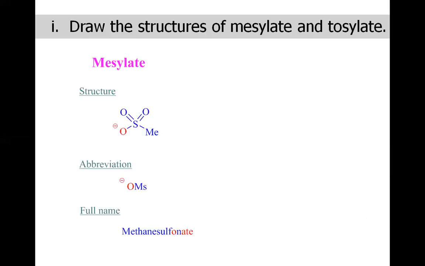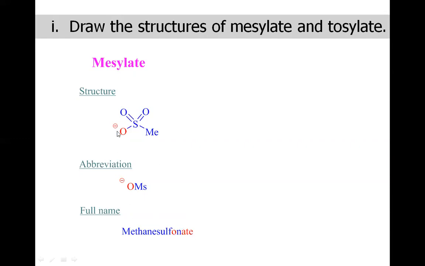First, we have to draw the structure of mesylate and tosylate. So this is the structure of mesylate, where we have this methyl and this sulfur, double bonded oxygen, and single bonded oxygen, and there is an anion, because this is the mesylate anion, with the letters ATE. We already know that this must be the anion, and this mesylate is abbreviated as OMs, and the full name for the mesylate is methane sulfonate.